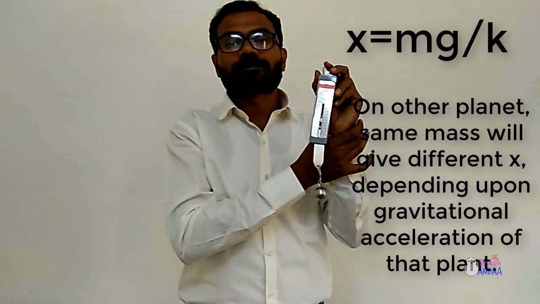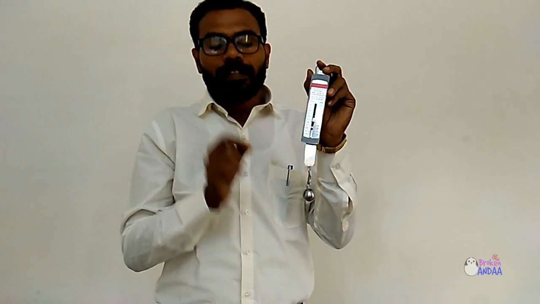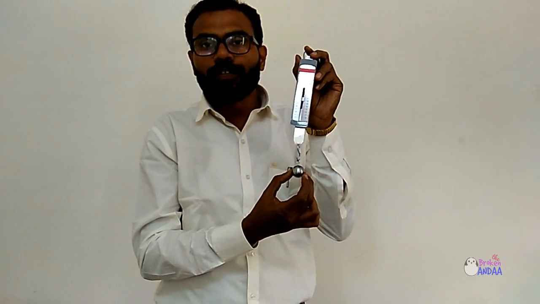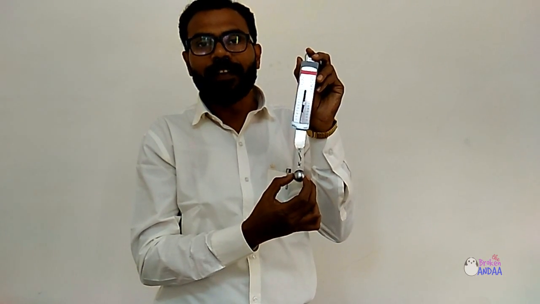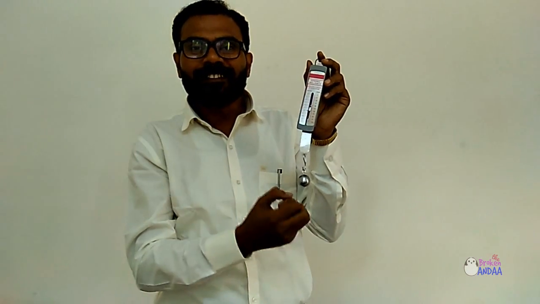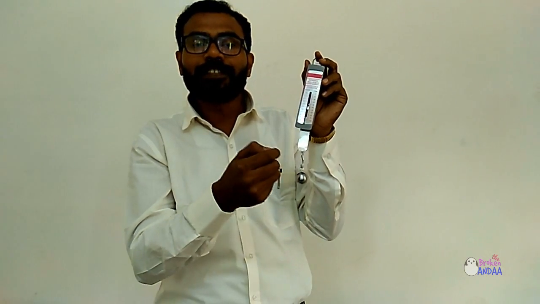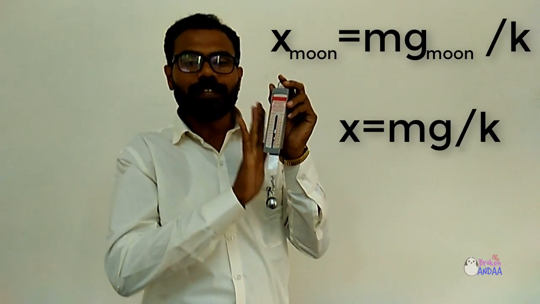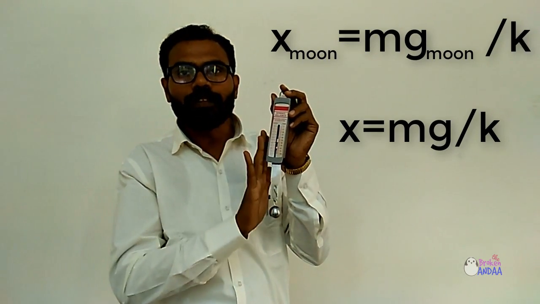For example, this blob produces mg force here, and that's why we are getting the length to be this much. But on the moon, this pull will be equal to mg by 6, because the gravitational acceleration on the moon is 1 by 6th of that on the earth, and that's why we will get only 1 by 6th of the stretch, right?